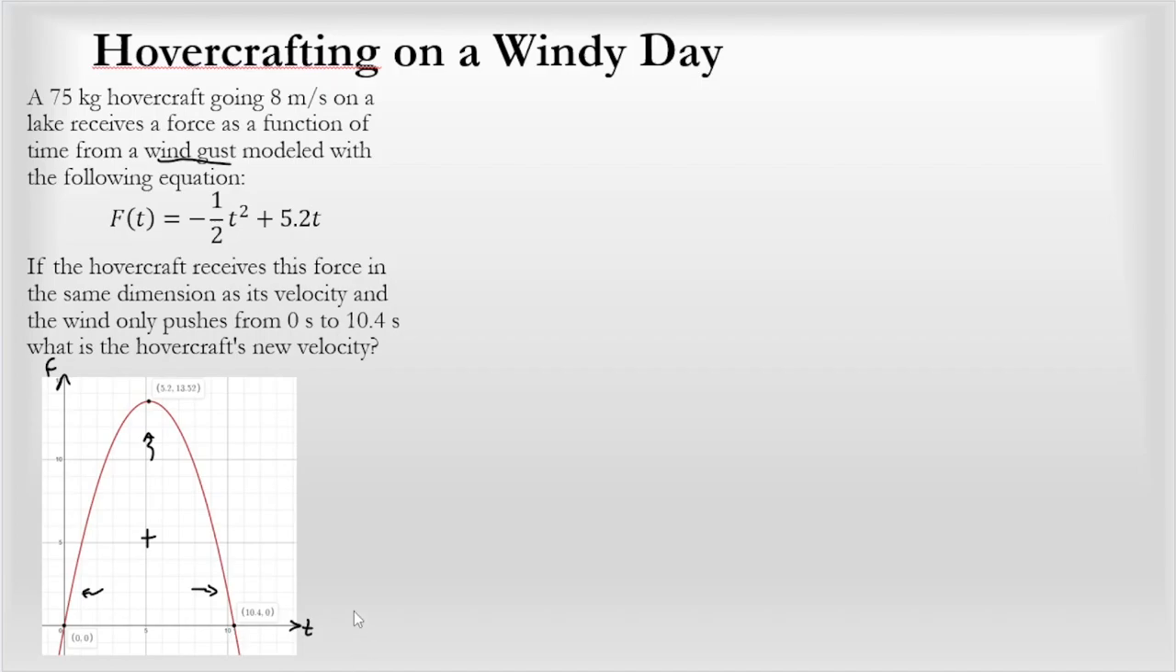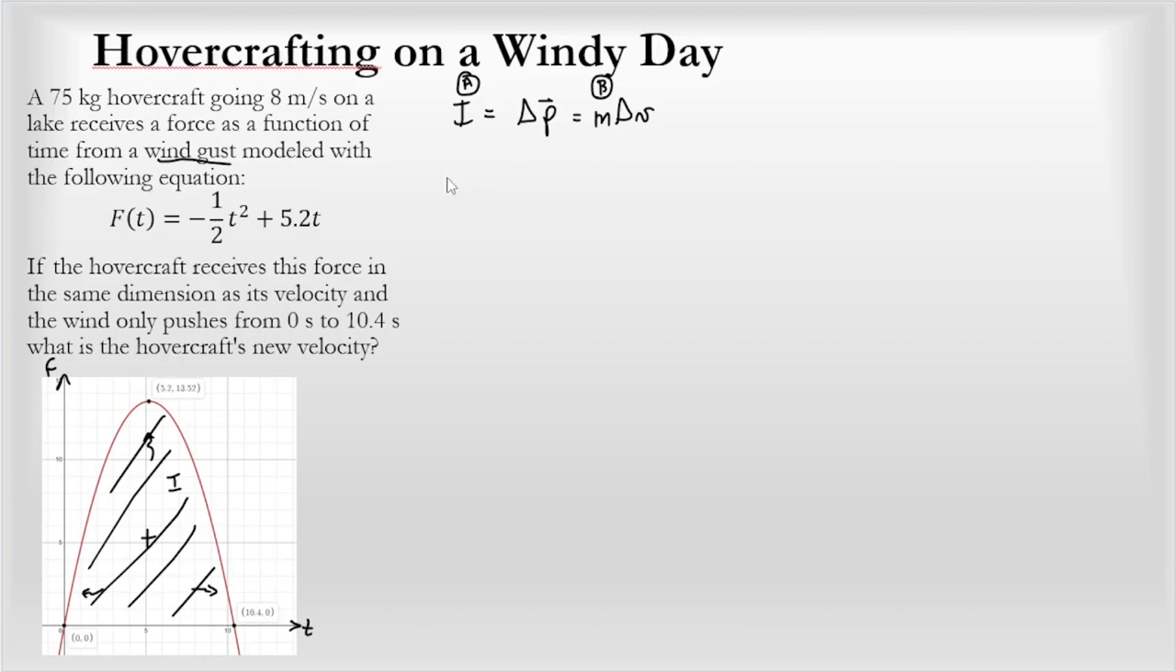If this was negative, like I said, it would decrease the velocity, but here it's all positive, so it will increase the velocity. And what we're going to do is find the area under this parabola, and that will represent the impulse imparted onto the hovercraft. And we also know that impulse represents the change in momentum, which we can relate to the velocity. So that's the big overview of what we're going to do to solve the problem. The first thing we need to do is find the impulse, and the second thing we'll do is solve the rest of the problem.